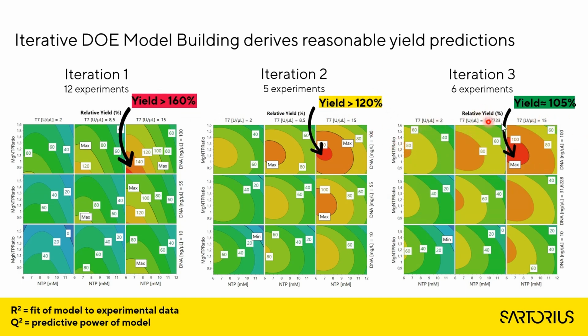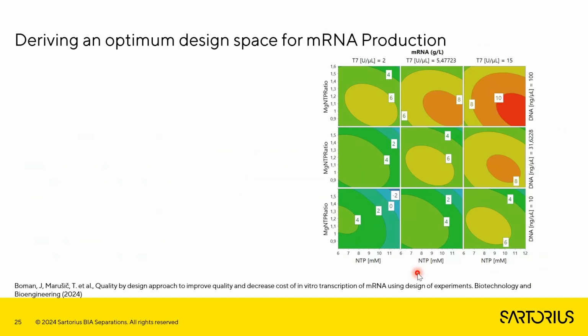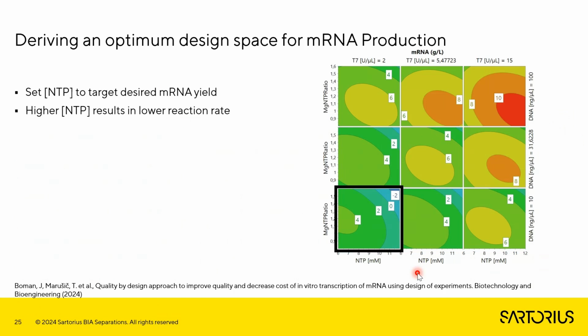You could see that we modeled T7, DNA, magnesium to NTP ratio rather than magnesium and NTP individually, and we modeled NTPs. You can find the whole model in the publication. So what we learned was that in order to target the desired mRNA yield, we needed to set the target concentration of NTPs. That's the 1 millimole takes us to 1 gram per liter. 10 millimoles took us to 10 gram per liter.